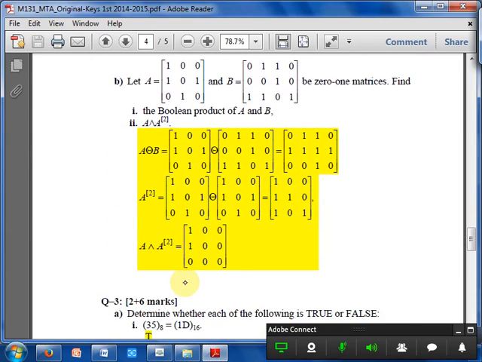Okay. Moving ahead to the next part of this question. Let A be this matrix and B be this 0-1 matrix, where all entries are 1 and 0. Find the Boolean product of A and B, and find A and A square. Now first, what is a Boolean product? Boolean product is multiplying zeros and ones. You know how to multiply the matrix?